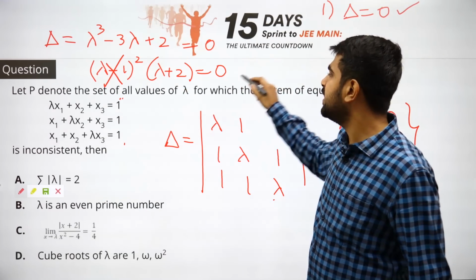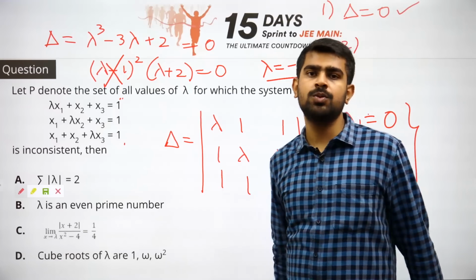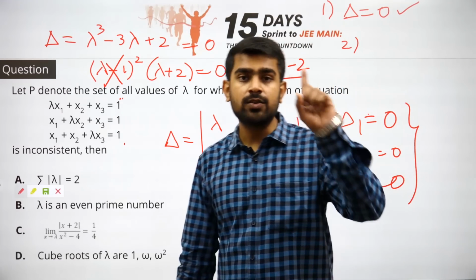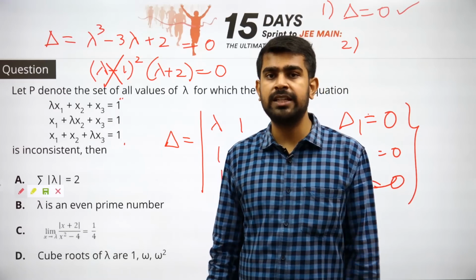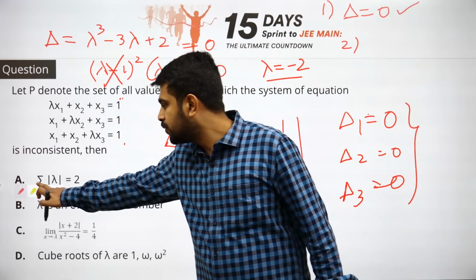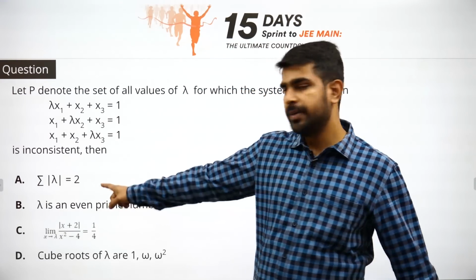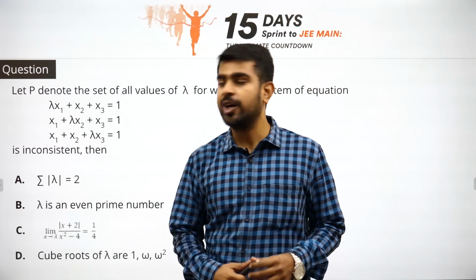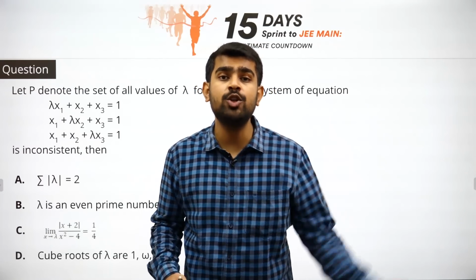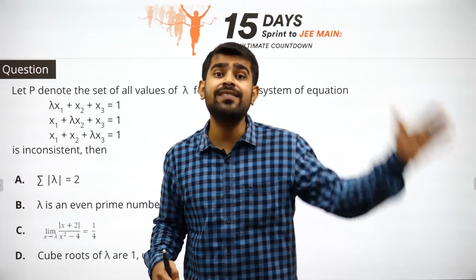So lambda is going to be minus 2, and for that, it will work out. So there is only one value of lambda which is possible, and that is equal to minus 2. So the answer for this question, can you guys tell me? It is going to be option A, because they are asking you summation of modulus of all the values of lambda.